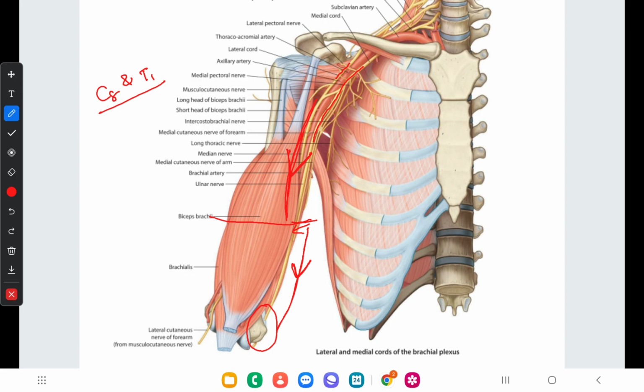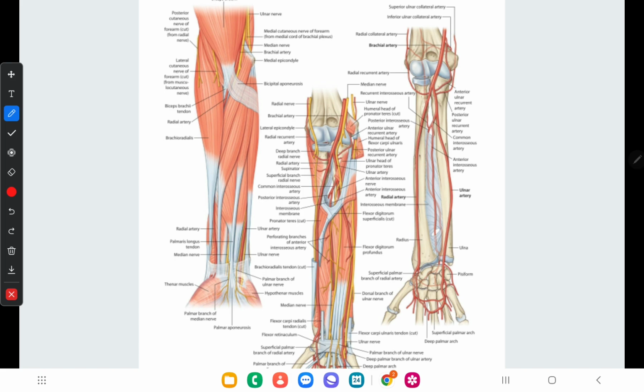Then let's have a look at the ulnar nerve course in the forearm. In the upper one-third of the forearm, it descends under cover of the flexor carpi ulnaris muscle and lies on the flexor digitorum profundus. Here, this is the flexor digitorum profundus, and this is the ulnar nerve. Then it supplies the flexor carpi ulnaris muscle and the medial half of the flexor digitorum profundus muscle.